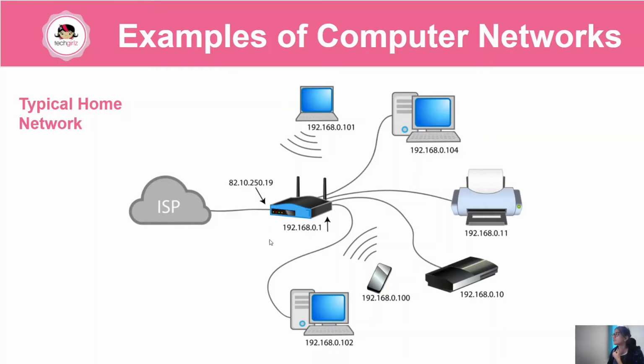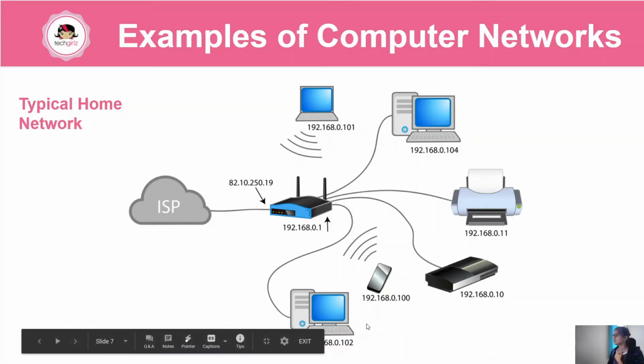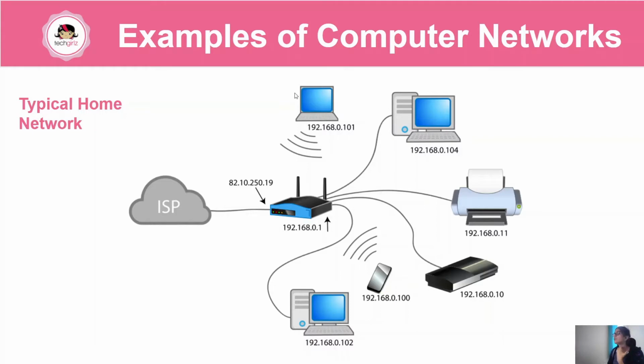Now, if you notice, there are numbers written down, like 192.168.0.1. This is the IP address. You see here, it's 192.168.0.101. Then again it's the same thing: 104, then 11, then 10, then 100, then 102. These are all different IP addresses, and the router knows which device it is communicating with at any given time because of these IP addresses.